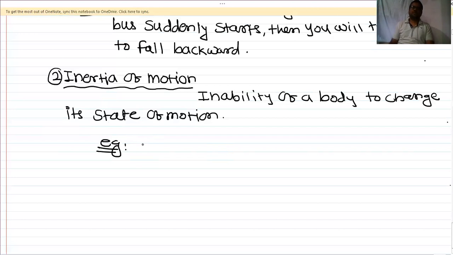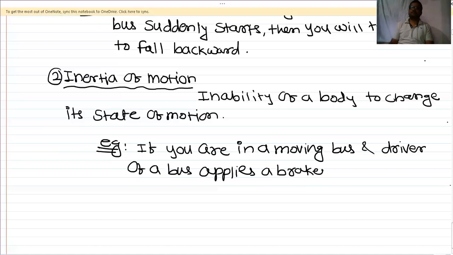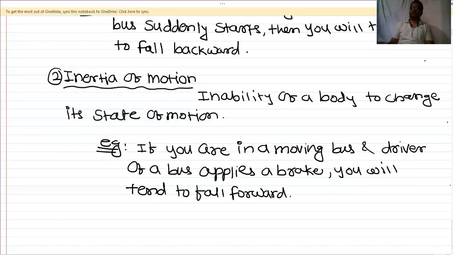So you can write the example: if you are in a moving bus and the driver of the bus applies a brake, what will happen? You will tend to fall forward. So I hope this is clear. Right, so this is the inertia of motion we have.